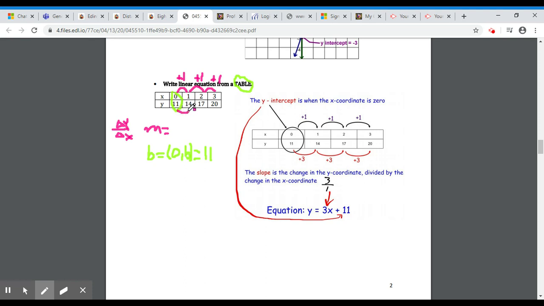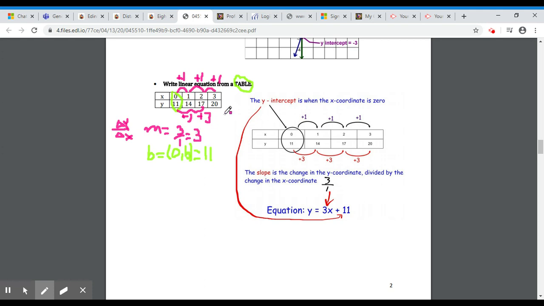The y from 11 to 14 is plus 3. From 14 to 17, it's also plus 3. So my change in y, and I'm looking at my y first, was 3. And then the change in my x was 1. So 3 over 1, and 3 over 1 is 3. So that's how I can do it from a table.